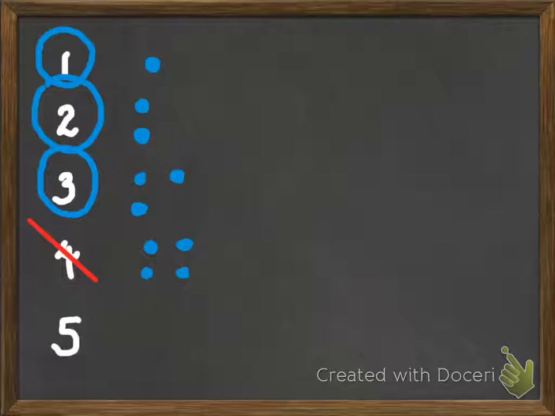Finally, let's look at 5. You could put 2 up here and 3 down here, or 3 up on the first row and 2 in the second row, but those are not 2 even rows because we have different numbers of dots in each row. So 5 is also one of those numbers.